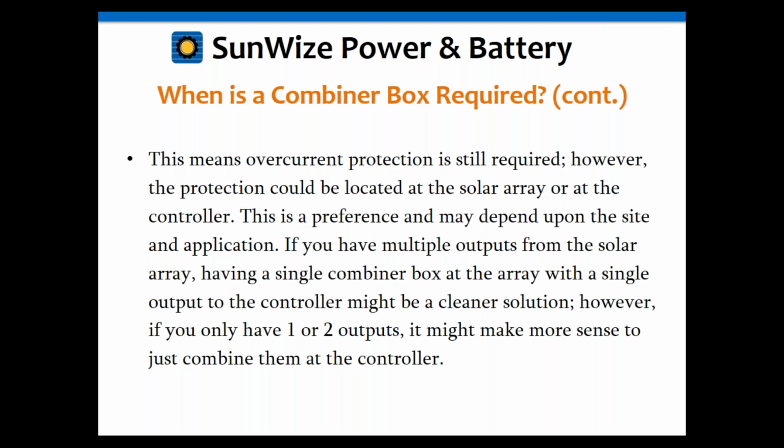Okay, now what this tells you is you're going to need some type of overcurrent protection. Where that is up to you. If you've only got one or two outputs, you may want to go ahead and combine that with your charge controller. But if you have more, maybe like 4 or 5 or 6 that all are in parallel, you might just want to put in a combiner box at the solar array and then just have one output cable going over to your charge controller. So whether you go with one output and a combiner box at the array, or multiple outputs and do your combining at your controller, that's up to you. It just depends on what works out better, whether you want a couple outputs or many, or where it's easiest to do that combining.